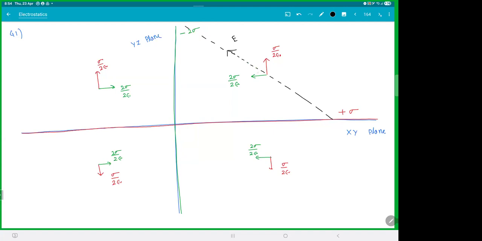And you can clearly see this angle theta, tan theta will be opposite side by hypotenuse, that would be half. Similarly, here also you can clearly see the field. This also makes theta. Here also makes theta. Here also. So you can clearly see everywhere the field is making an angle theta like this.